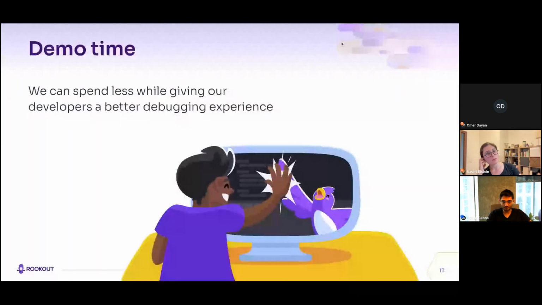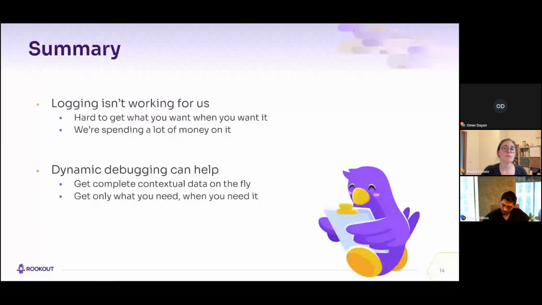So to sum things up, logging isn't working for us. The cost benefit is not justifying itself with the tools that are available in the current market. There are better solutions such as dynamic debugging, where you can get complete contextual data. It's much more fun to debug that way. It's much easier to debug that way. And when we've implemented that kind of solution, we can say goodbye to most of our logs. The logs can take a back seat, and we can either remove most of it completely or put it in cold storage.